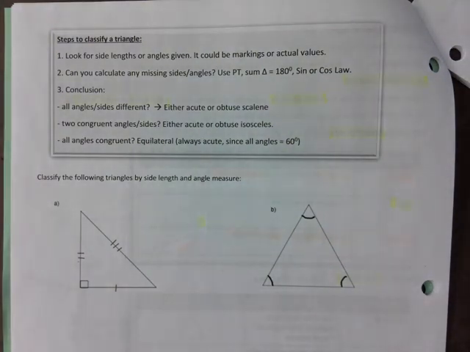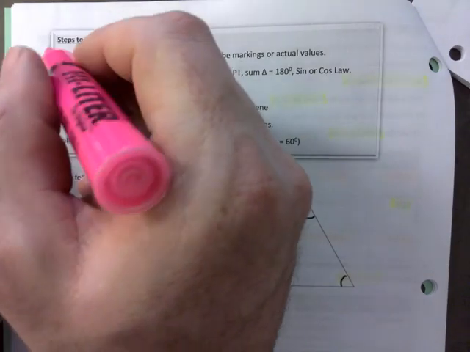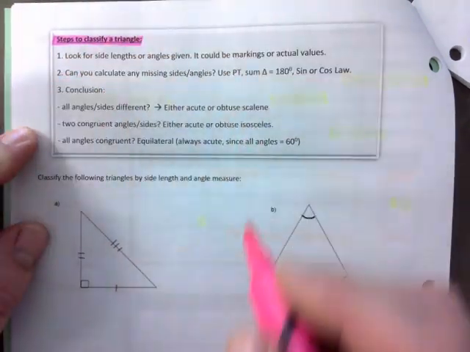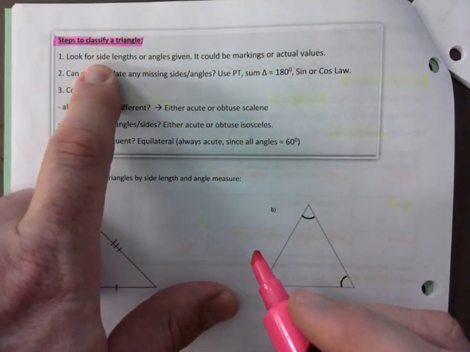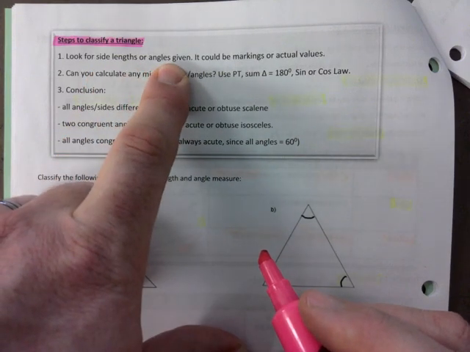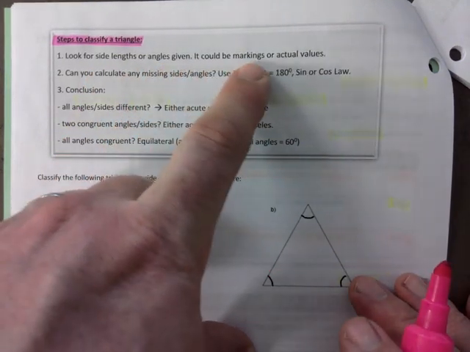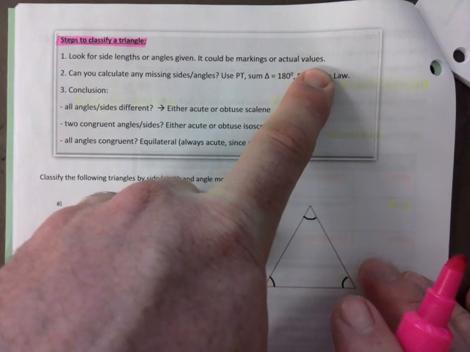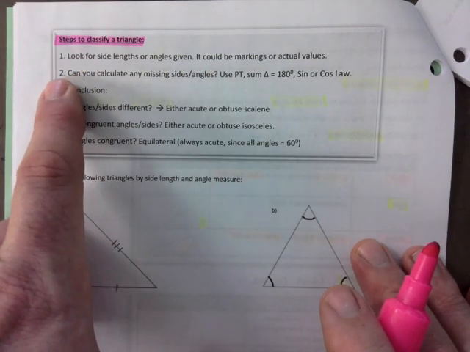Page 7. I'm just letting you know that these steps, I don't know if you need to put this on your study sheet. It takes up a lot of room, to be honest, because some of you are just naturally gonna know what to do. You're kind of just gonna try things until you figure it out. But here's the steps to classify. Look for side lengths or angles given. It could be markings or actual values. So that's step number 1, just observe.